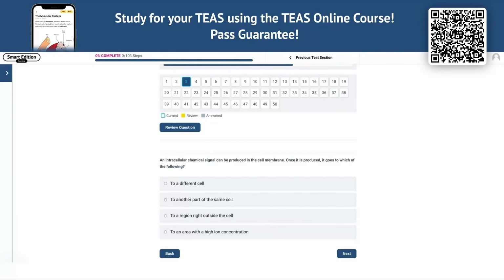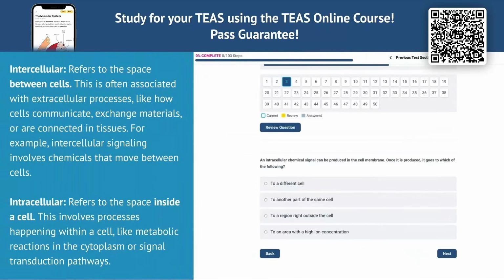So when this signal is created, usually that happens inside of the cell membrane, it travels to another part within the same cell to carry out specific functions. An example of a function might be something like activating enzymes. All in all, intracellular signals are designed to act within the same cell where they are produced and traveling to different areas of that cell to carry out their task.